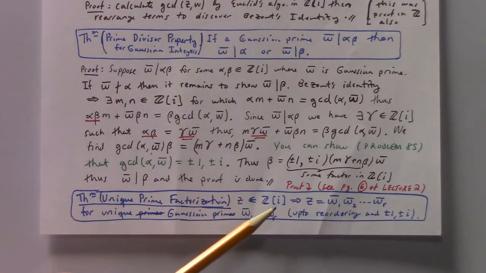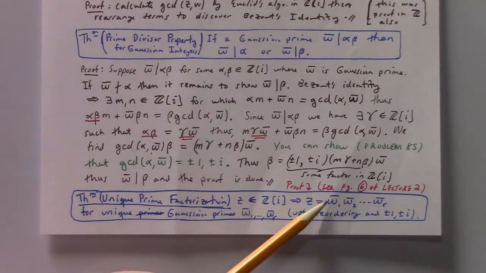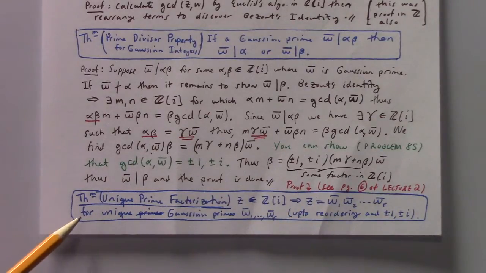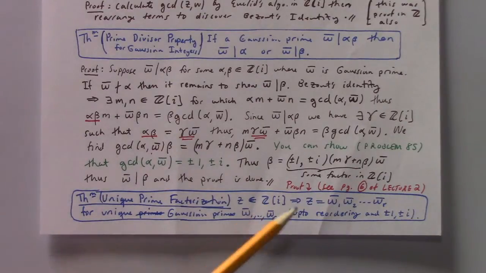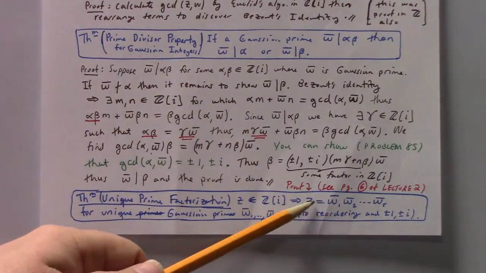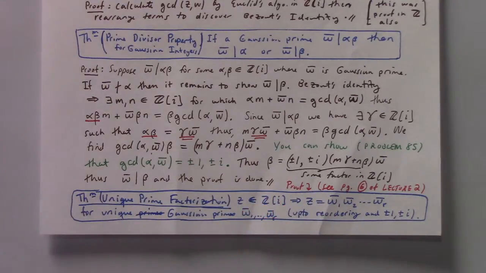Anyway, unique prime factorization. A Gaussian integer can be written as a product of Gaussian primes, for some unique set of Gaussian primes. They could be repeated, but there's some set of them that you can multiply together and get back the Gaussian integer, up to reordering and perhaps some units. The proof of unique prime factorization is essentially the same as the proof we gave in the integers back in page 6 of lecture 2. You can look at it if you want, or not. Anyway, rest assured, there is in fact a unique prime factorization property for the Gaussian integers.